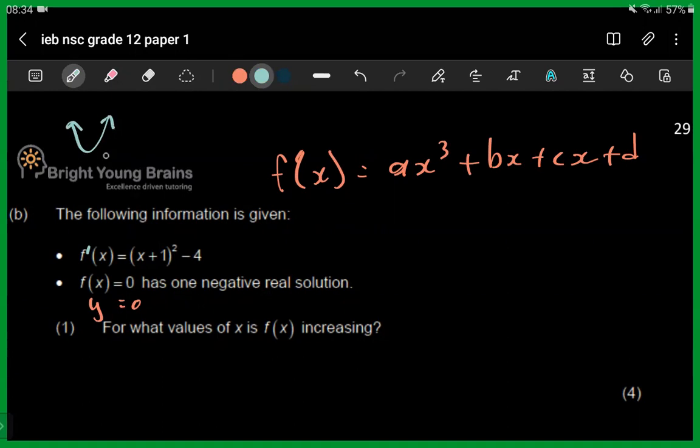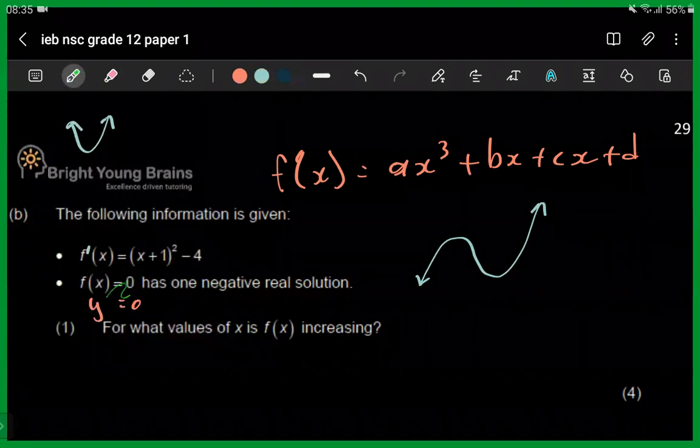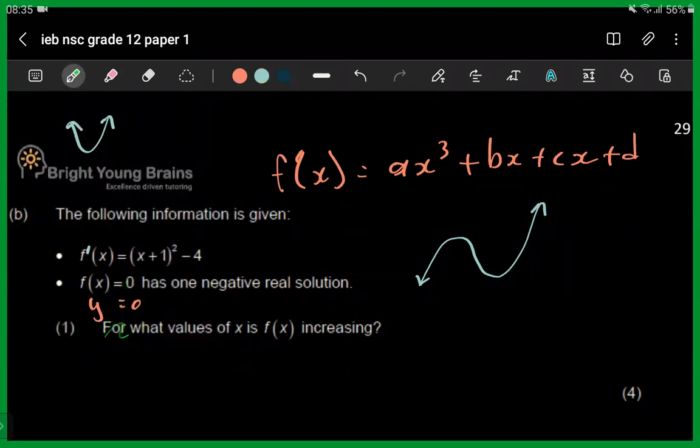So these y values would be representing the gradients of this graph. Now they told us that this cubic function, whatever it is, is a positive cubic function. It has one negative real solution. So what that means is, if your first derivative is smiling, it means that your original graph also goes up, down, and then up again. So if it has one negative solution, this is saying if you solve for x and you make y as 0, your graph is only going to touch the x-intercept once, and it's going to touch it on the negative side of your Cartesian plane.